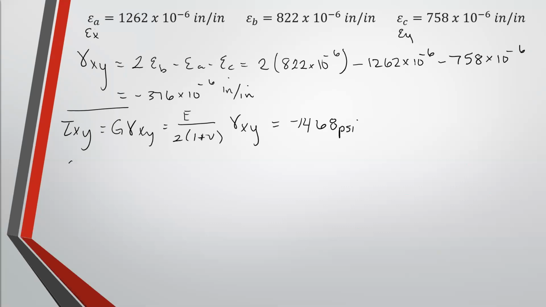Okay, then we calculate sigma x. And the equation for that is E over 1 minus Poisson squared times the strain in the x plus Poisson times the strain in the y. That equals 15,997 psi.